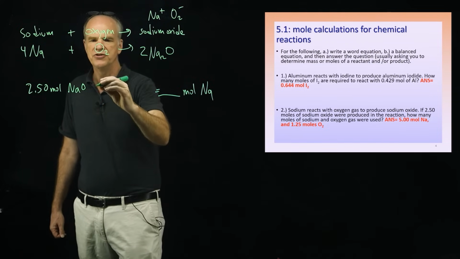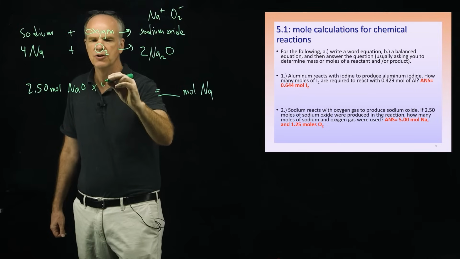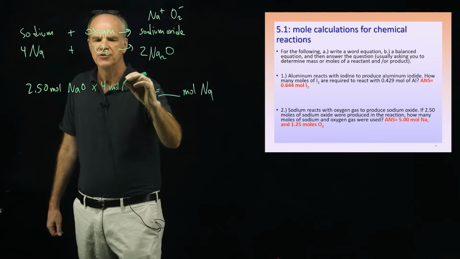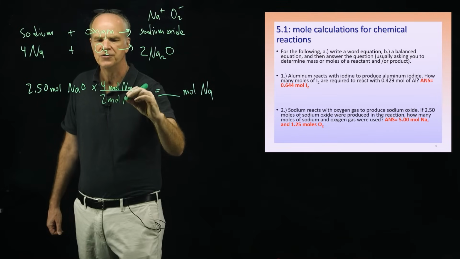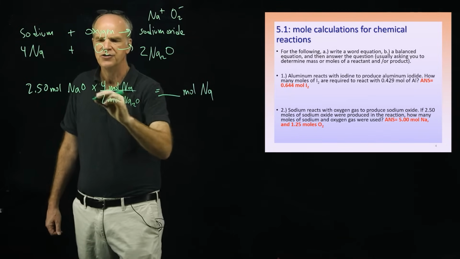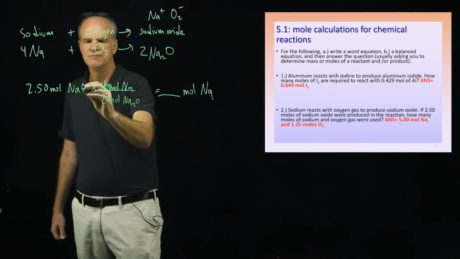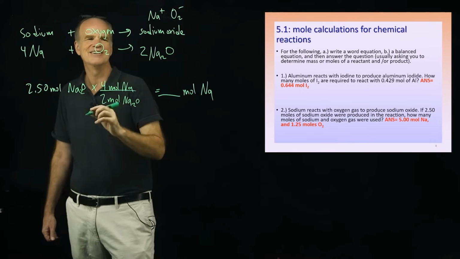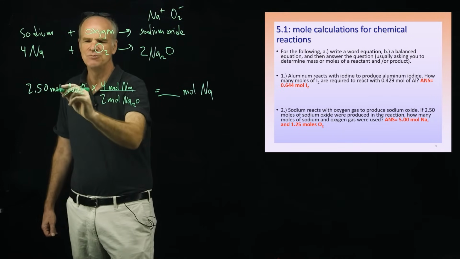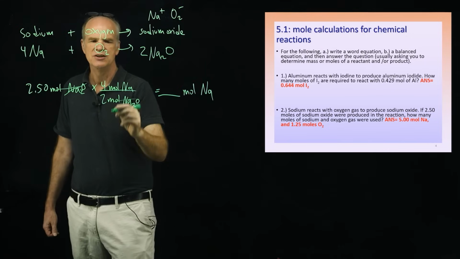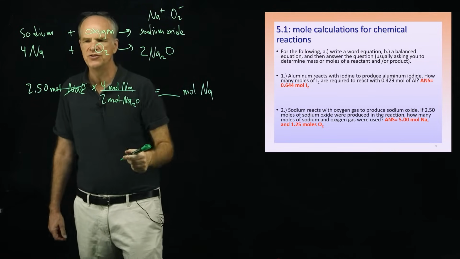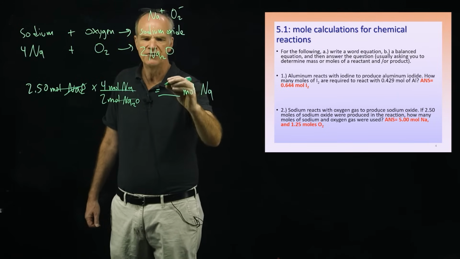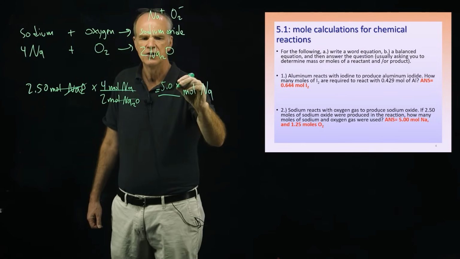So what we can do is just throw in this 4 mole of sodium over 2 mole of sodium oxide. And so, there we go. The moles of sodium oxide cancel, and you get an answer in moles sodium. So it'd be 2.5 times 4 divided by 2, so I'm guessing it's going to be 5 moles of sodium.